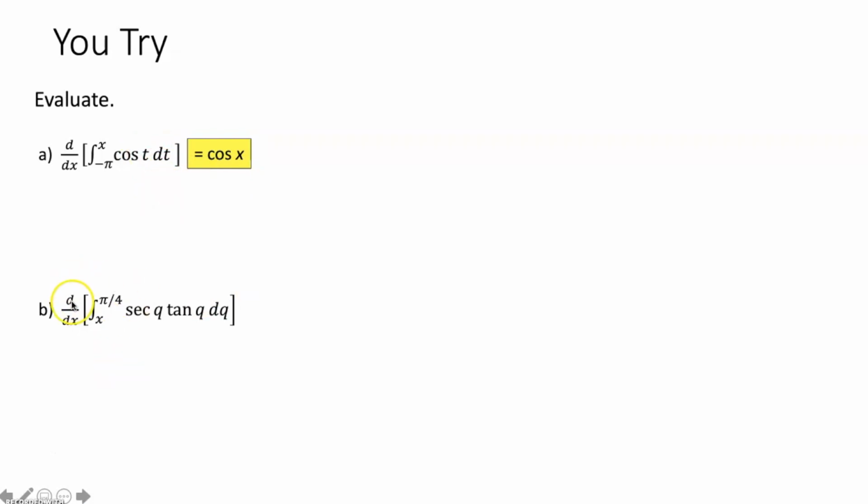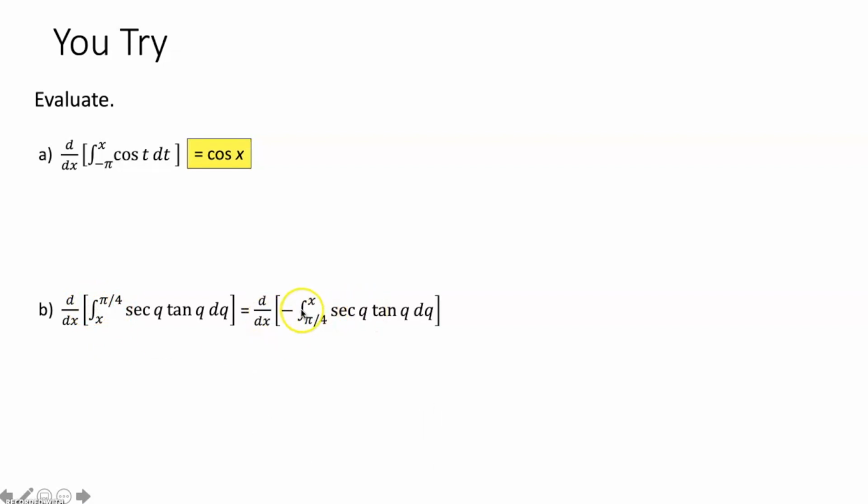For part B, I am again taking the derivative of a definite integral. And again, because I'm taking the derivative of an integral, I need to think about the second fundamental theorem of calculus, which says differentiation and integration are inverse operations. So these should cancel each other out. The only problem here is that in my lower limit of integration this time, I have a function in terms of x. And in my upper limit of integration, I have a constant. So what am I going to do? I'm just going to switch my limits of integration. And when I do that, I put a negative sign out front of my integral.